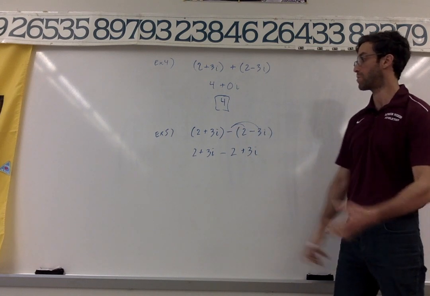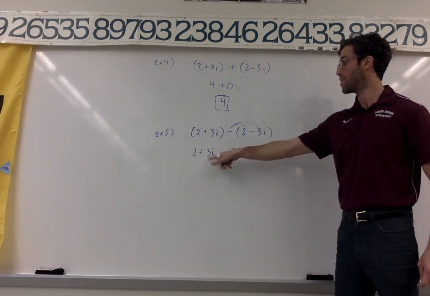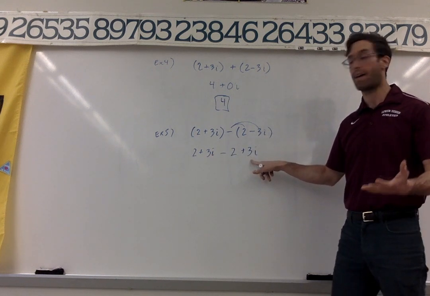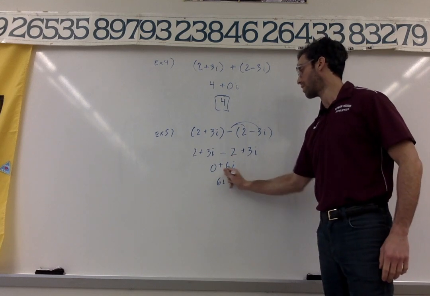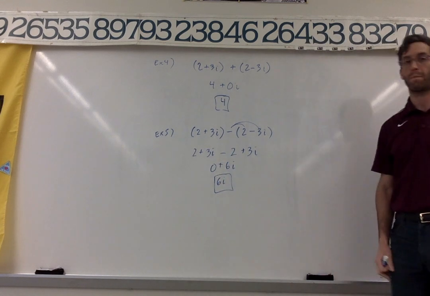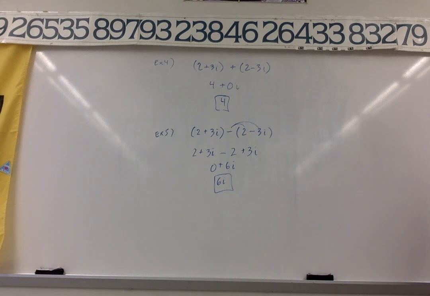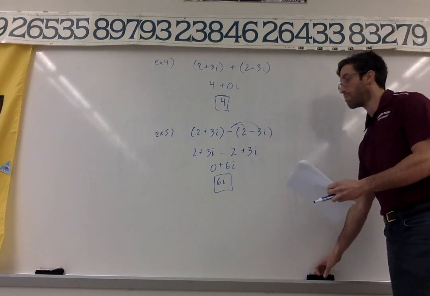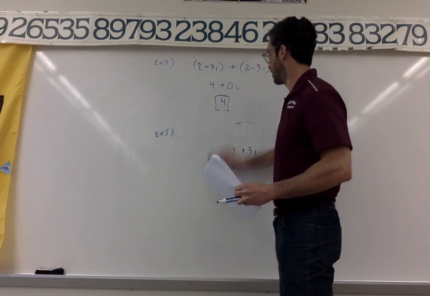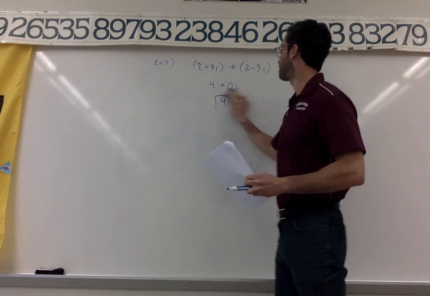And now collect like terms. 2 and negative 2 is 0. 3i plus 3i is 6i. So we have 0 plus 6i, which is better written just 6i. All right? So those are the first two with adding and subtracting. It's just as simple as collecting like terms. Right? Now with multiplying, dividing, it's more work to do.